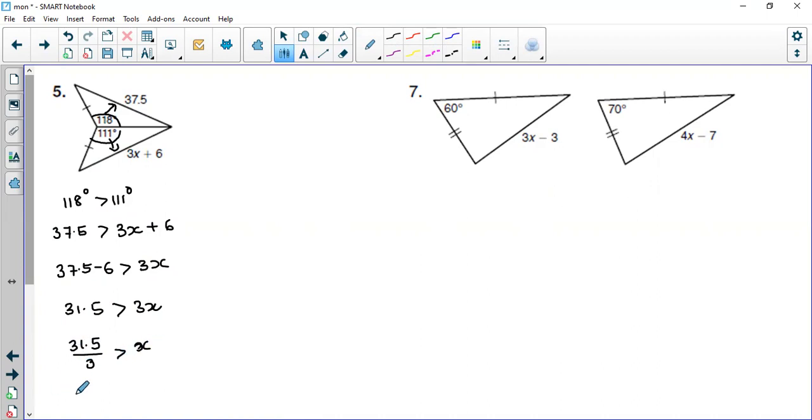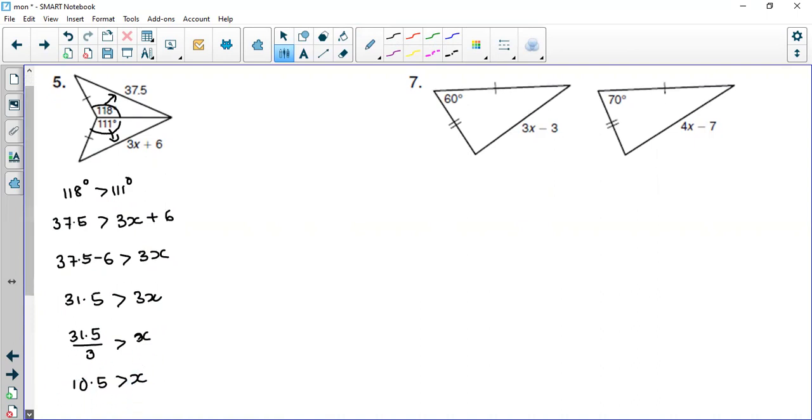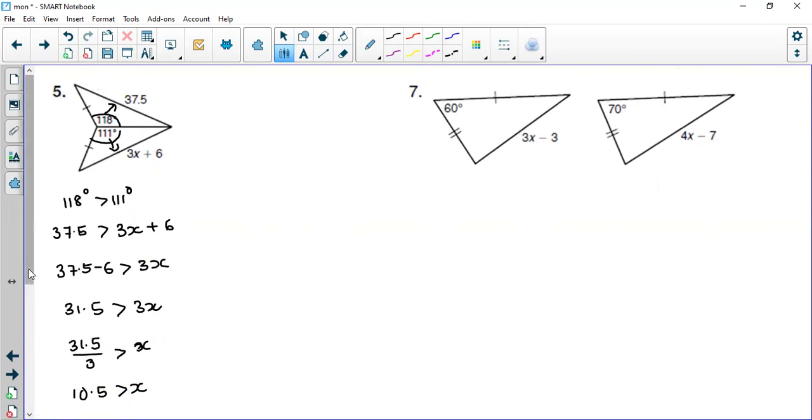This would give you 10.5 is greater than x. So we got already one of the inequalities which will have a value of 10.5. To find the other inequality, you're of course going to compare the side with a 0, right? So here we have got 3x plus 6, which means you're going to compare 3x plus 6 should be greater than 0, which means 3x is going to be greater than negative 6.